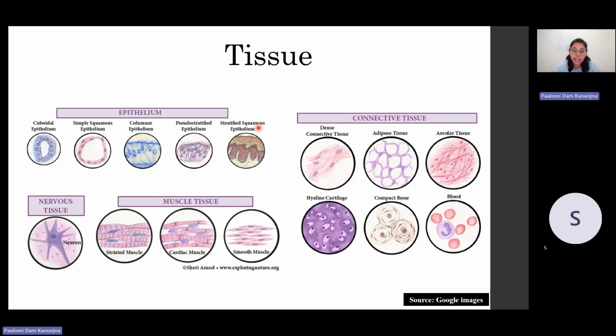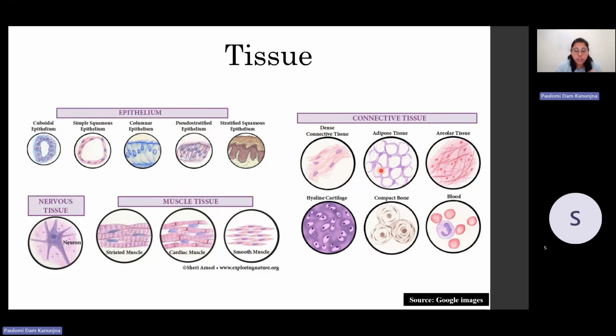Now, tissues are again of different types. You have epithelium tissue, you have connective tissue, you have nervous tissue, and muscle tissue. These basically tell you where they are present. Epithelium is anything in the covering. So you have cuboidal epithelium, you can have simple squamous epithelium, you can have stratified epithelium. Then you have muscle tissue, which is present in all these muscles, the smooth, striated, cardiac muscles. You have connective tissue.